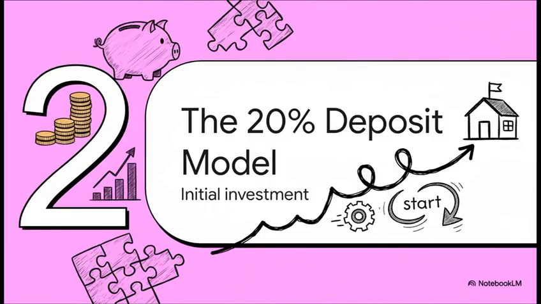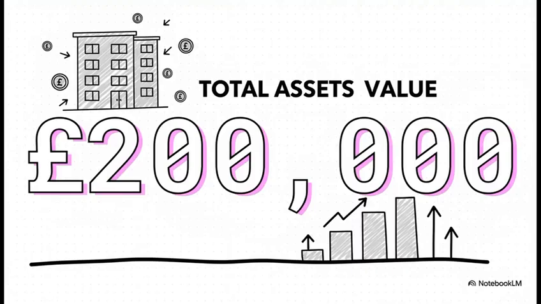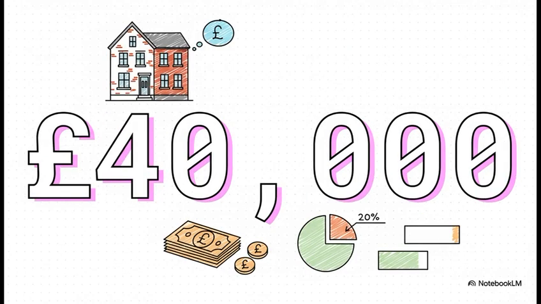Okay, let's get into the mechanics of it. It all kicks off with what the source calls the 20% deposit model. This is the first absolutely crucial piece of the puzzle, your initial investment. To make this all make sense, the model uses a really straightforward example. Just picture an apartment valued at £200,000. That's our starting point, the total value of the asset we're playing with. Now, here's the first key number for you, the investor. The model says your part of the deal is a 20% deposit. So on that £200,000 apartment, that works out to £40,000 from you.